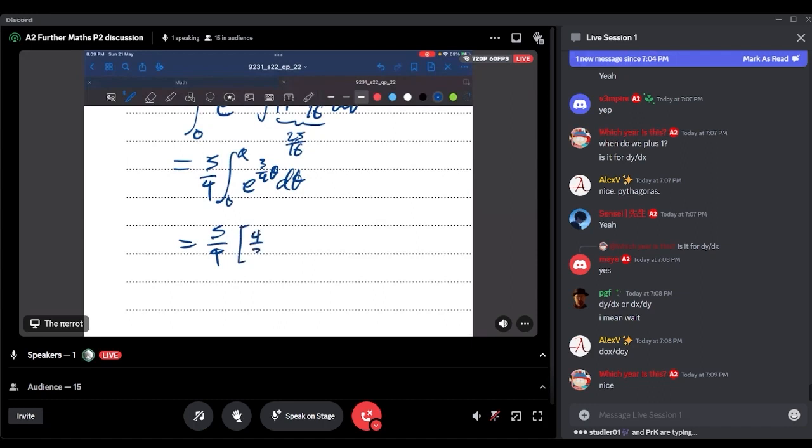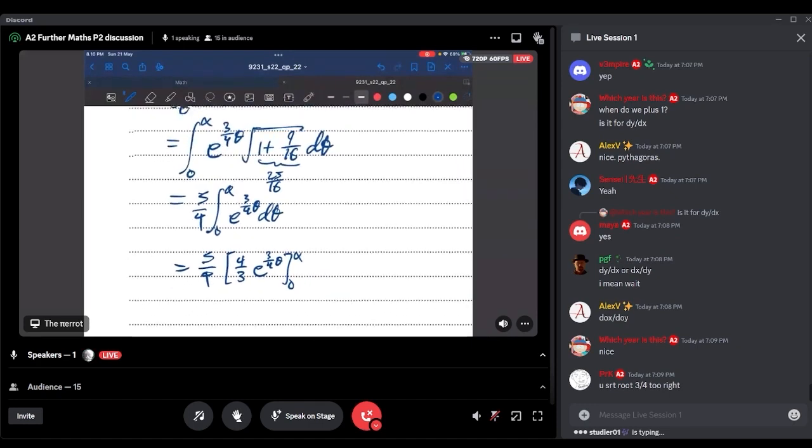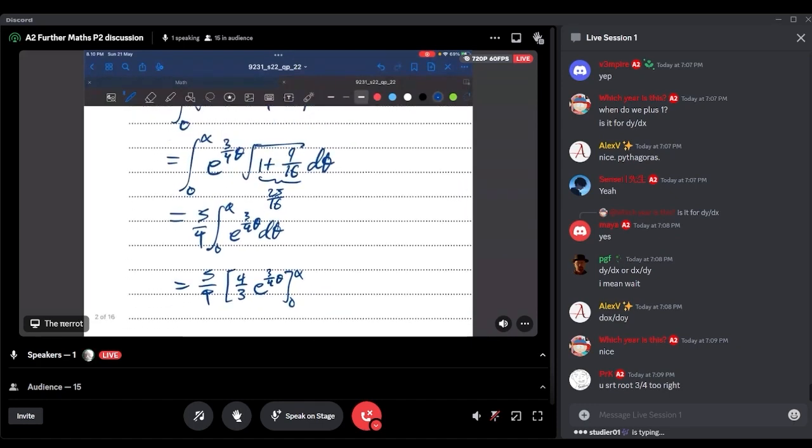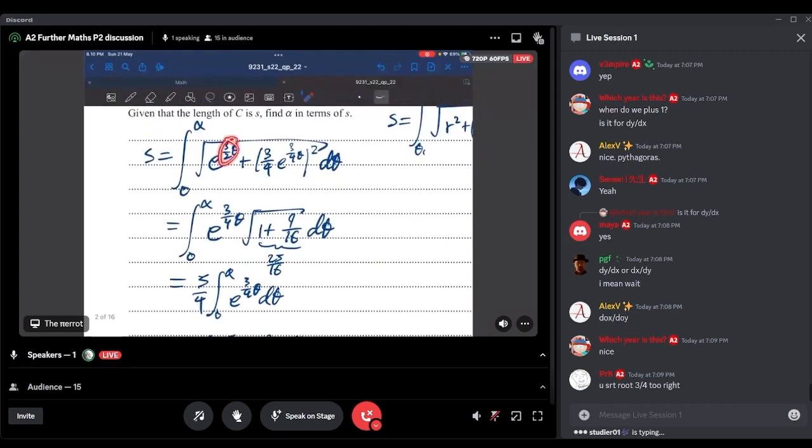You guys should know how to integrate this, right? Don't tell me you don't know. You squared the 3/4. Yeah, it was from 3/2, and then you square root it, so it becomes 3/4.